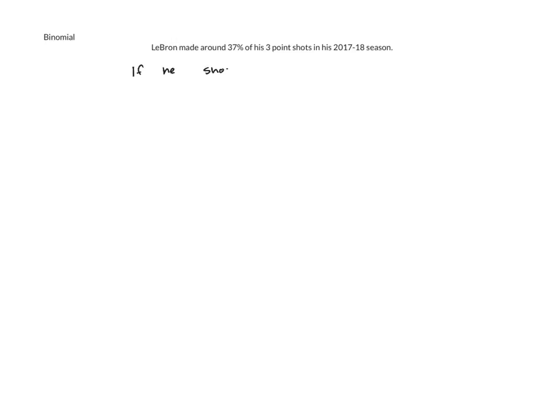if he shoots 10, what are the chances he makes half of them? That is based on this. If LeBron took 10 shots in one game and he made half of them, should we be surprised or not? What's the probability that happens?